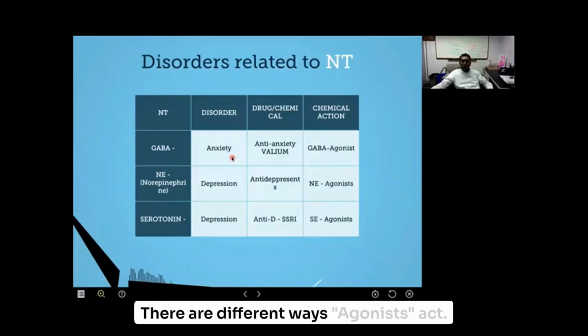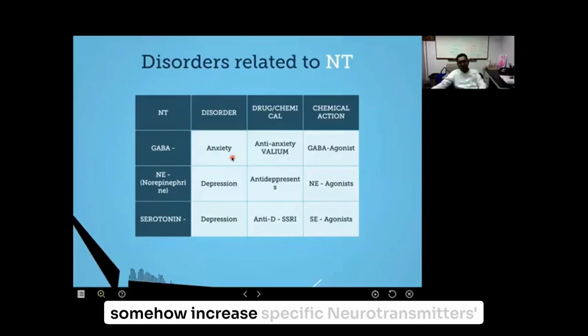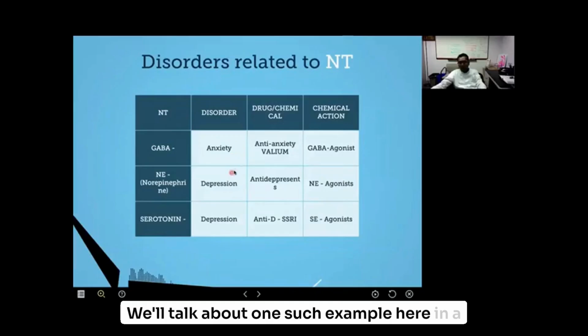There are different ways agonists act. The main function of an agonist is to increase the availability of specific neurotransmitters. They can either act as neurotransmitters themselves, or they can somehow increase specific neurotransmitters' presence in the synaptic cleft. We'll talk about one such example here in a second.